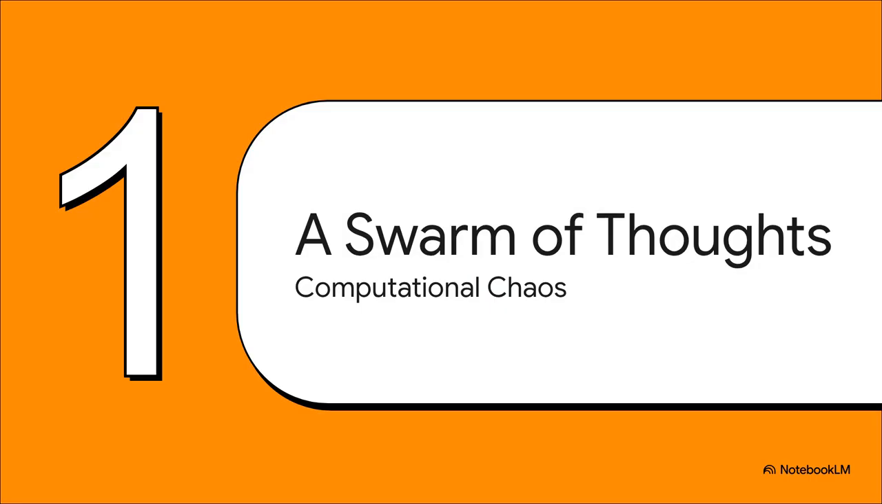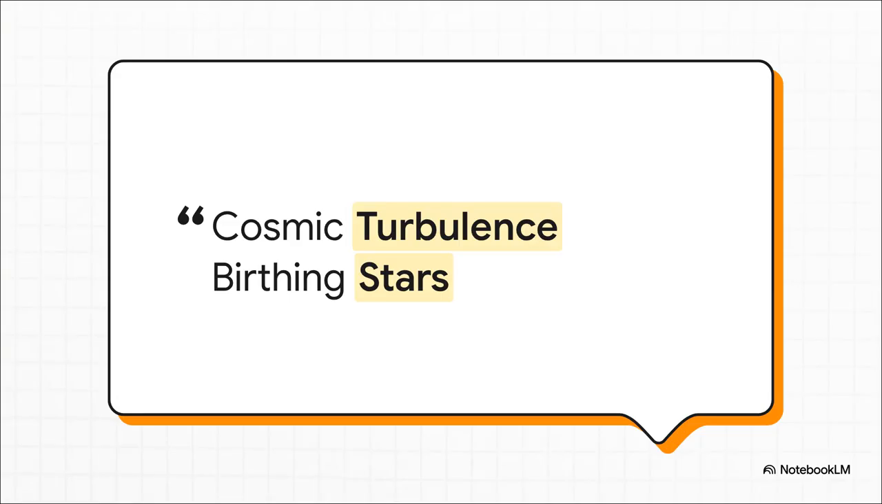Okay, so let's start at the beginning, the absolute beginning. The system kicks off in this state of pure, untamed potential. This first layer is called the glyph swarm reasoner, and it's not a single CPU chugging away. Think of it more like the primordial void, this buzzing, chaotic field of computational energy where literally anything could happen. The source material has this absolutely perfect metaphor for it. Cosmic turbulence, birthing stars. I love that.